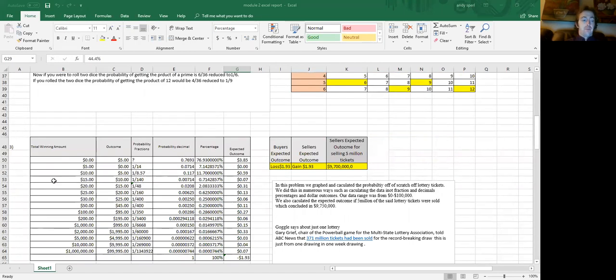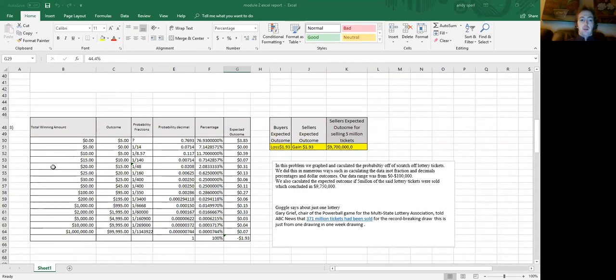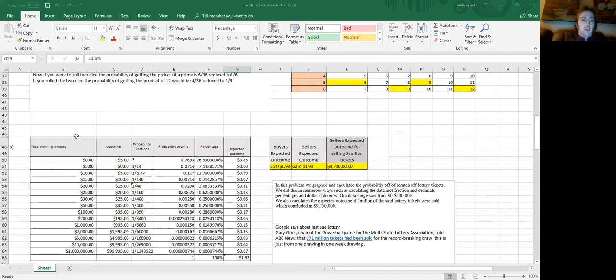Problem number 3. We are looking at a total number, total winning amounts, which is here. And then you have your outcome, your probability as fractions, your probability as decimals, your percentages, your expected outcome, and then over here you have your buyer's expected outcome, which is a loss of $1.93. Your seller's expected outcome is a gain of $1.93. And the seller's expected outcome for selling 5 million tickets, yes, these are lottery tickets, people, is 9,007,000.